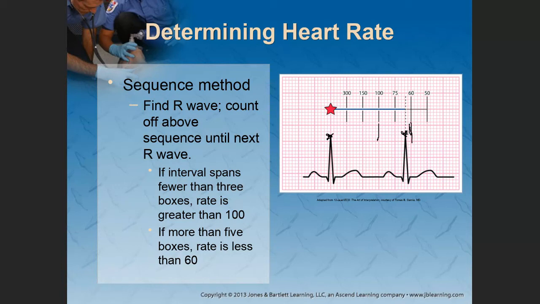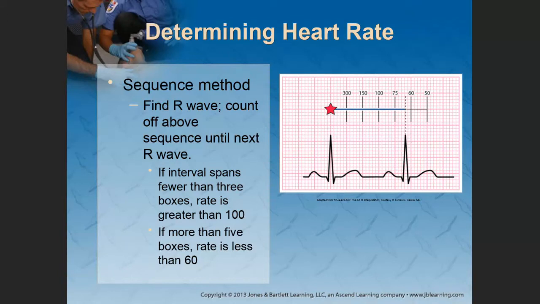Right? 5 is in line with 60. So if it is within 3 to 5 large boxes, the rate is going to be between 60 to 100 beats per minute. Right? So I can know quickly if I have a normal rate. All right, now let me erase that. Now note this part.